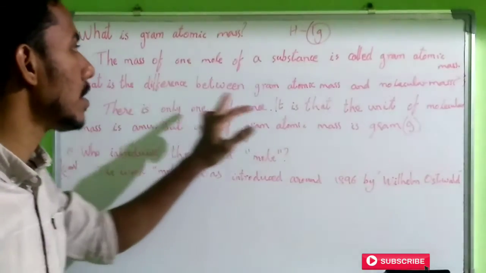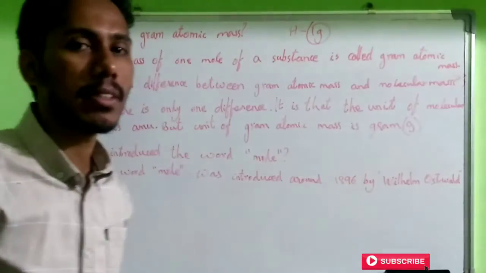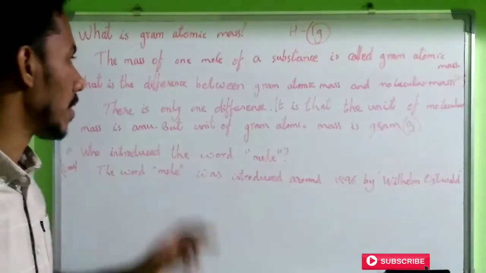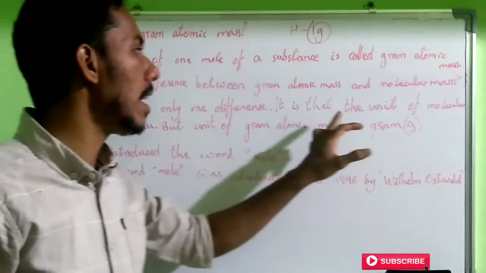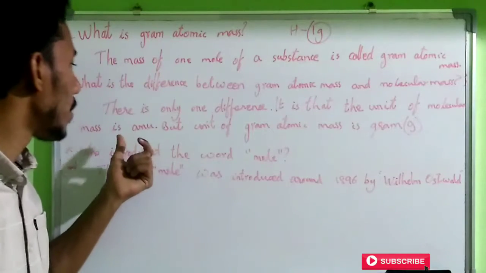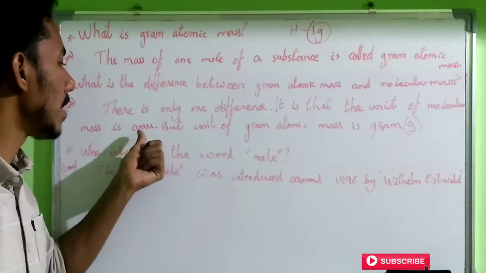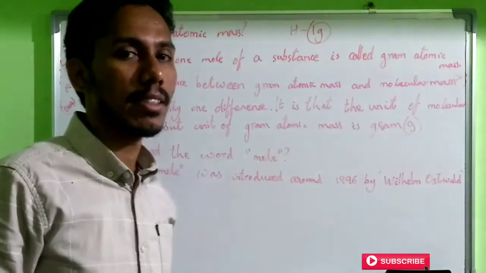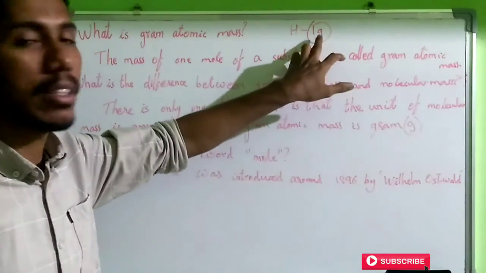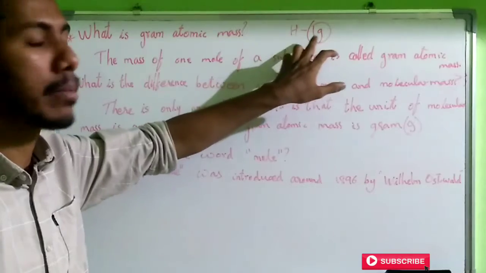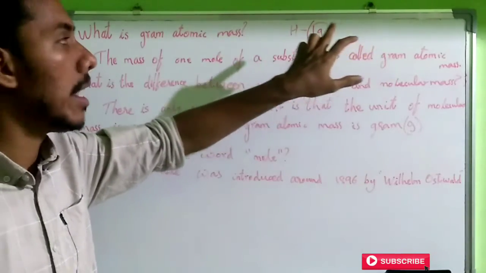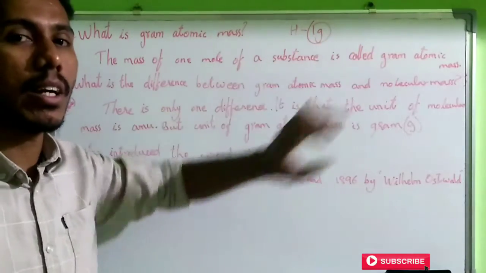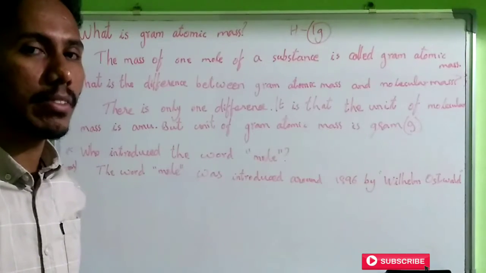Okay. What is the difference between gram atomic mass and molecular mass? There is only one difference. The unit of molecular mass is represented as AMU, but the unit of gram atomic mass is represented as gram. There is only one change. Hydrogen's atomic mass is 1 AMU and gram atomic mass is 1 gram. That is the difference.